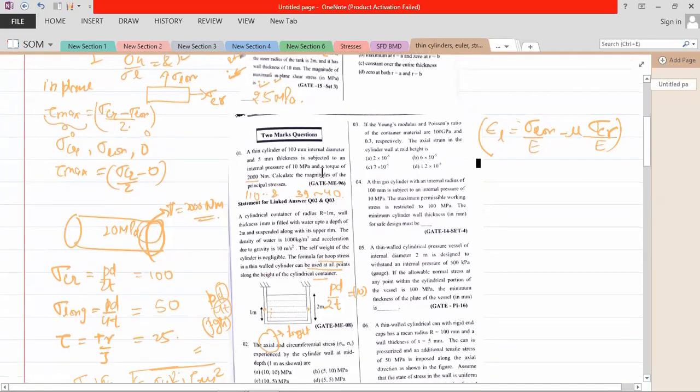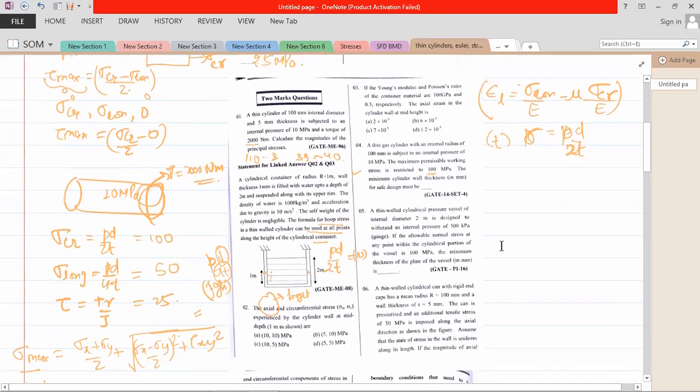In the next question, they asked about a thin gas cylinder with an internal radius, subjected to pressure. The maximum permissible stress is given, and they ask for the thickness. So everything is given. You know sigma is equal to PD by 2T. So this is your maximum stress. You need to find out the minimum value of thickness for which you design. So you put in every value and you can get the value of thickness.